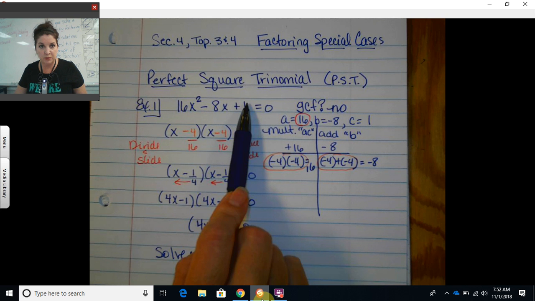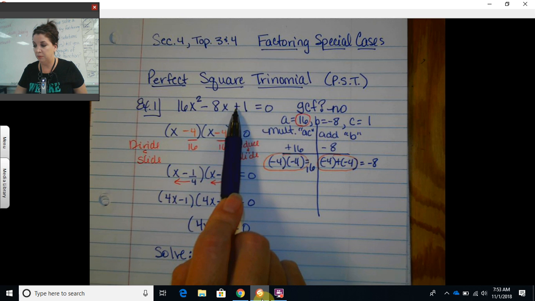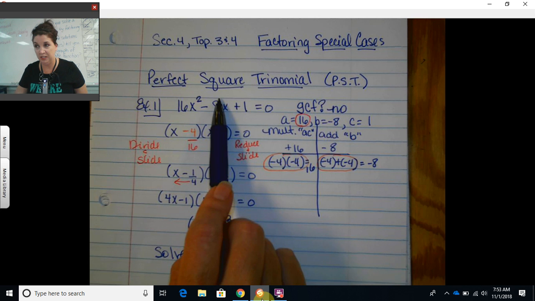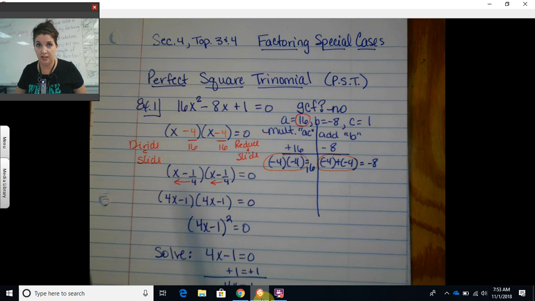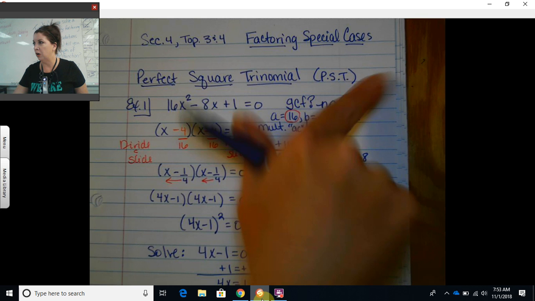The last term has to be a perfect square. C must be positive. And the middle term, I know I already explained it to the class I'm talking to right now, but I haven't explained it on the video, has to be the square root of the first term times the square root of the last term doubled. Okay? We're going to write all that down so that you have it to refer back to.